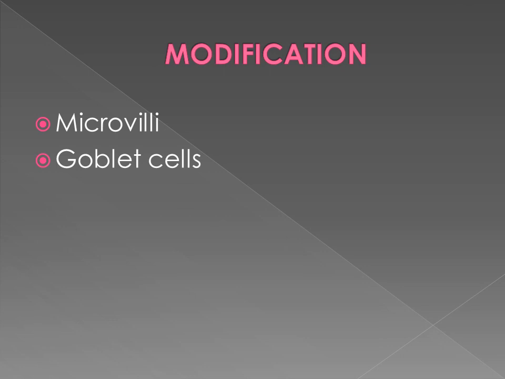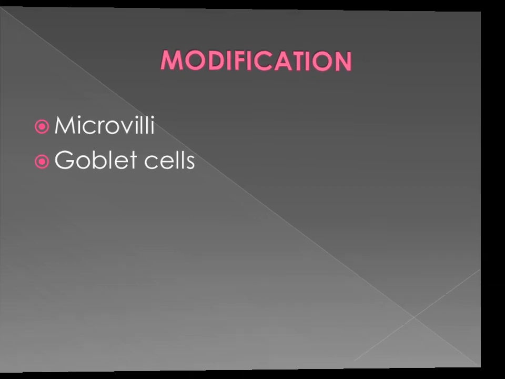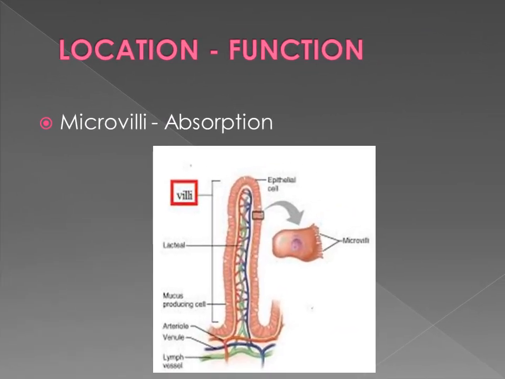So this columnar epithelium is modified into two types of cells. One is microvilli, another one is goblet cells. They are columnar cells only, but modified into two forms. The first one is microvilli and the second one is goblet cells. Fine. Let us see one by one. So this is the first one, microvilli.